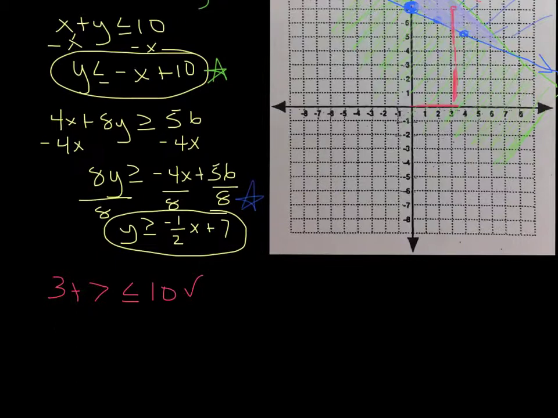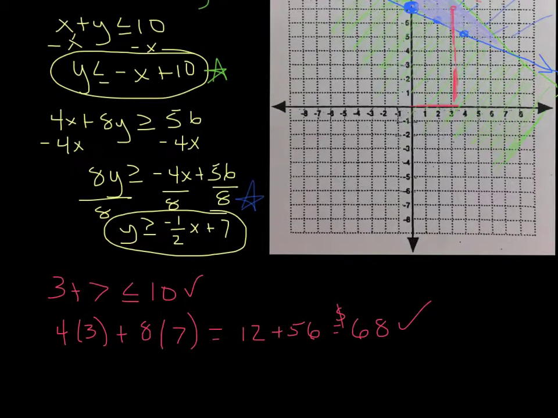The money says 4 times 3 hours raking plus 8 times 7 hours working. So I'm going to end up working tutoring. I'm going to end up with 12 plus 56. Now I'm going to end up with a surplus here, $68. So that works as well.